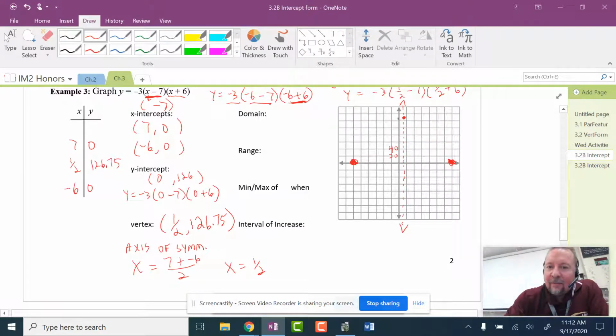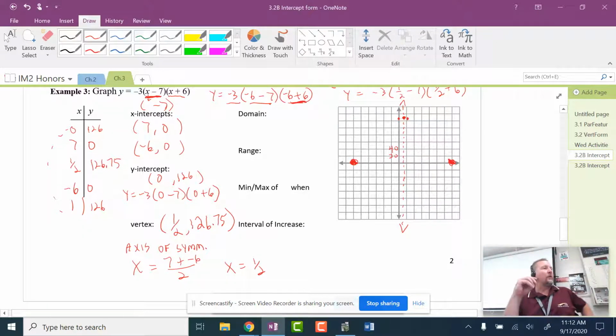Okay, and then because of time, I don't know where to put this. I guess it's kind of in here. This is terrible that I have this out of order. But 0, 126. What other value has a y value of 126? Half, half, 1. 1, 126, right? Right, because I flipped over the axis of symmetry.